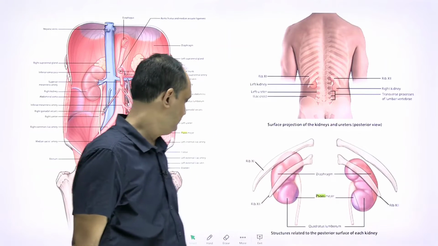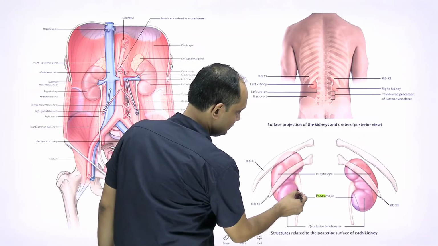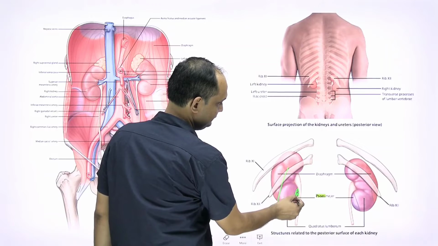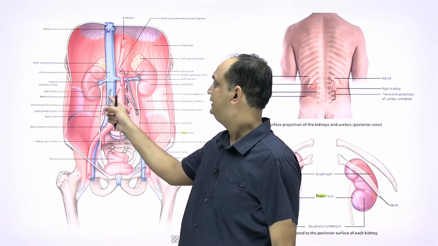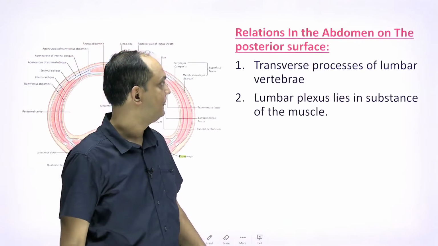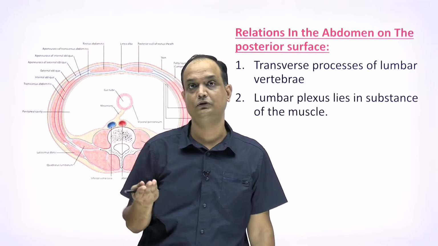Now, when you see the kidney, you will have the posterior view, and this is your anterior view. In this posterior view, whenever you draw the posterior relation of the kidney, you always draw three surfaces. This is the medial-most surface, which is for psoas major, and from the anterior side, you will find that this lower pole lies on the psoas major.